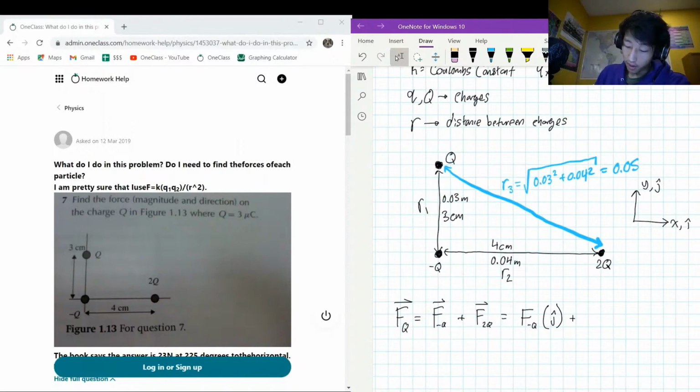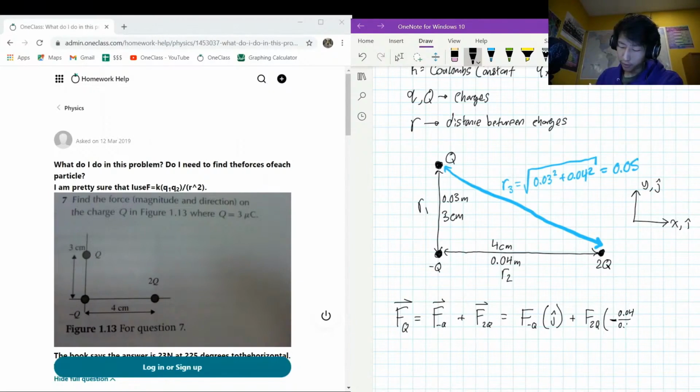Now we need to calculate our force as a result of the 2Q. This is going to be a little bit more complicated. We're going to have a negative i component, because Q and 2Q have the same sign, meaning that they're going to be repulsive. They're going to try to get farther away from each other. So if Q is going to try to get farther away from 2Q, it's going to be in the negative x direction.